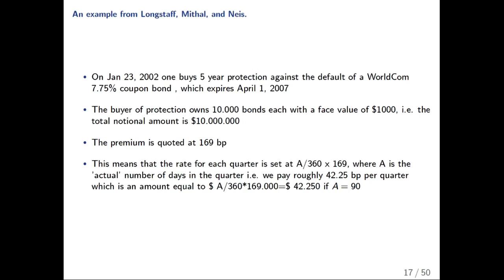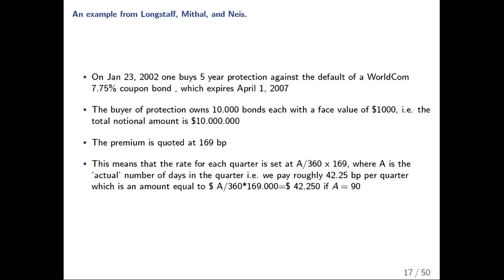Imagine the protection buyer owns 10,000 bonds with a face value of 1,000. When it's trading at par, this would be a £10 million portfolio. In 2002, you could have bought protection against WorldCom for 169 basis points. So 169 basis points is 1.7%. So 7.7% minus 1.7% is a 6% bond. So I could have earned a 6% risk-free return on WorldCom by trading CDS in 2002.